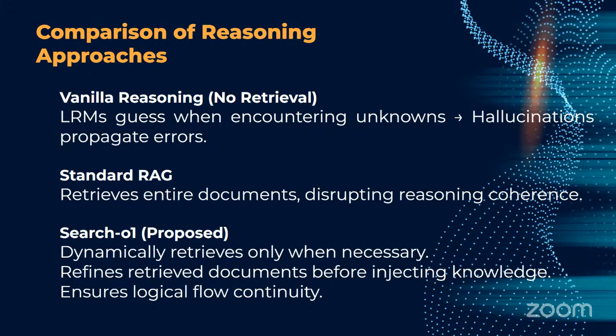The approaches that this paper compares are the vanilla reasoning, which is like the base; the standard retrieval, where we use standard RAG and just get documents and put them into the reasoning flow; and Search-o1, which is the proposed way where we retrieve documents and refine them. So I'll give it over to Paul to continue the presentation.